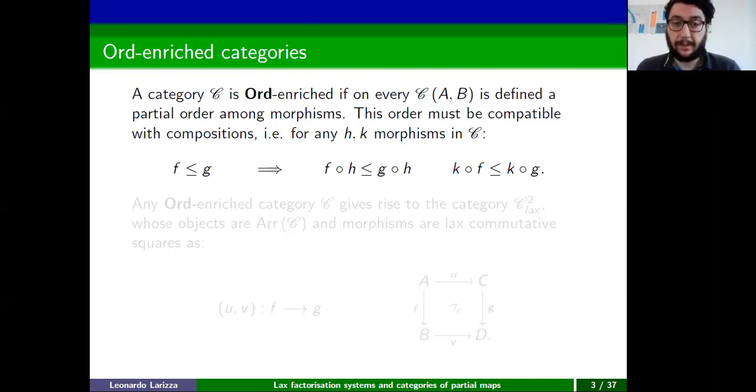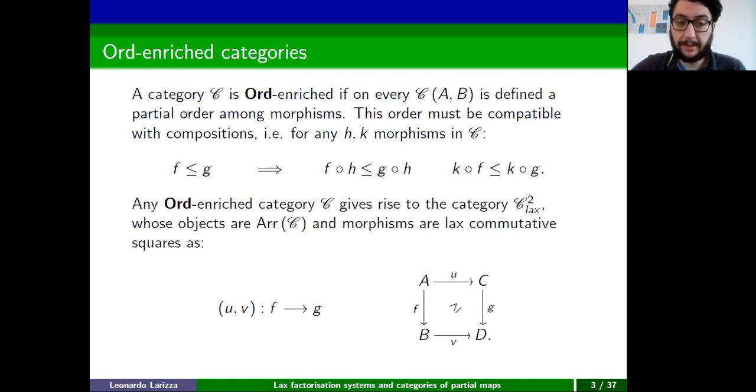So first of all, I recall that as usual, by an order enriched category C, I mean that on this category there is defined a partial order among morphisms in the same hom-set. And this partial order relation must be compatible with compositions. So whenever I have a two cell from f to g, this must be preserved by composition with the same morphism on the left and on the right.